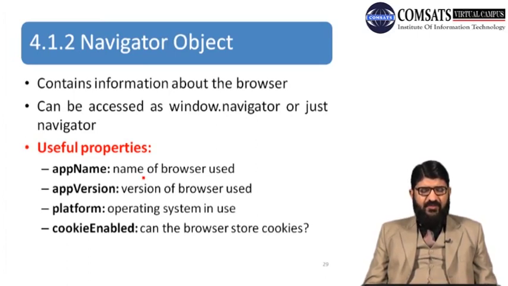Then app version, which is going to tell about the application version that a user has. And the third one is basically platform, which tells about the operating system that is in use. And the fourth one is cookie enabled, that tells us that the browser is enabled for cookies or not. So these are the basic four properties that are used for navigator object: app name, app version, platform, and cookie enabled.